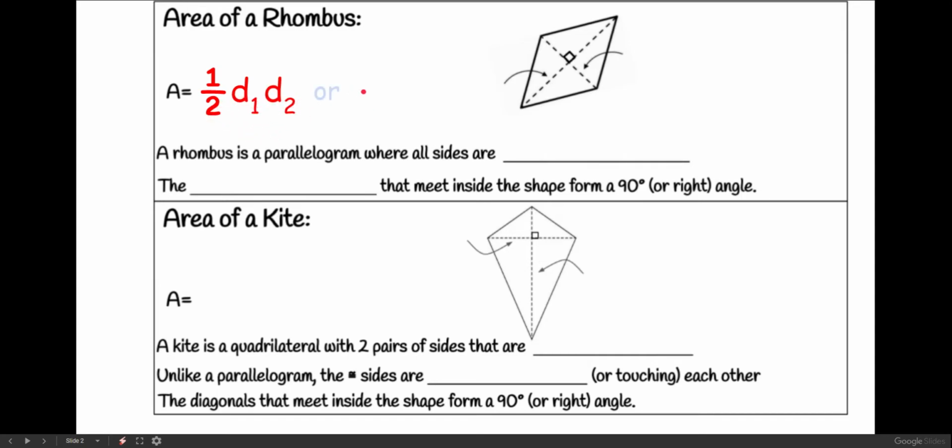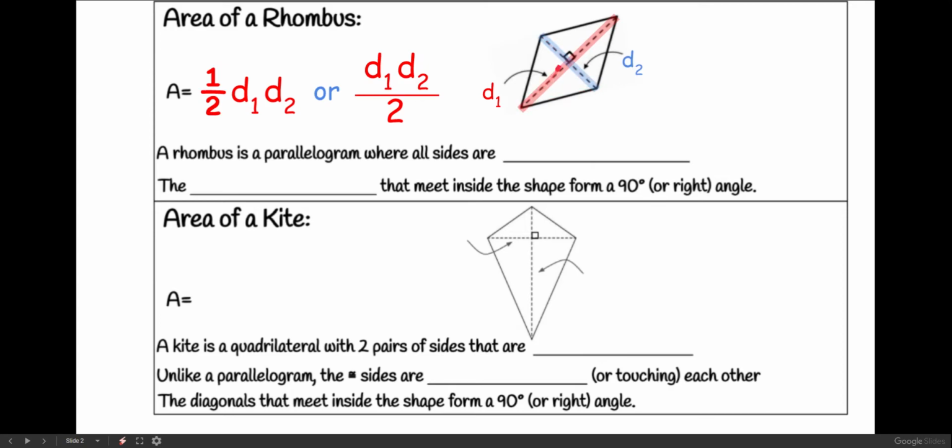Or you can do it this way. You can take D1 times D2 and divide it by 2, because multiplying by 1/2 is the same thing as dividing by 2. So what are D1 and D2? D1 stands for diagonal 1, and it's a line that connects one corner of the rhombus to the opposite corner. And D2 is the other line.